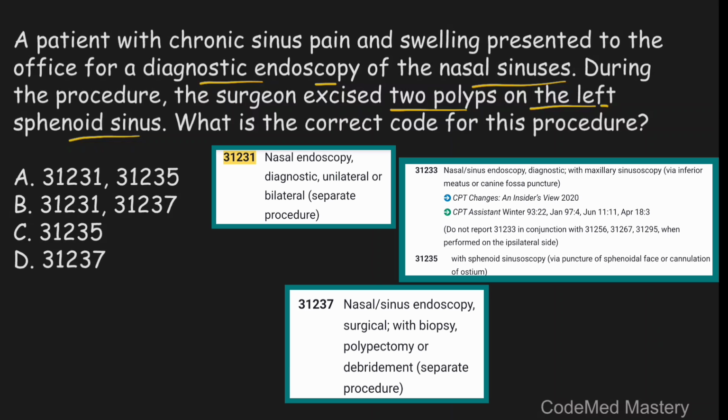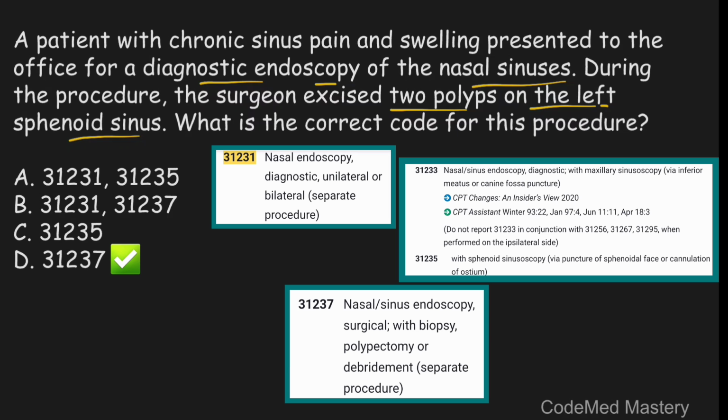The right code is option D, 31237, because that is for nasal sinus endoscopy surgical with biopsy, polypectomy or debridement. Because in the question they have mentioned the surgeon excised 2 polyps on the left sphenoid sinus.